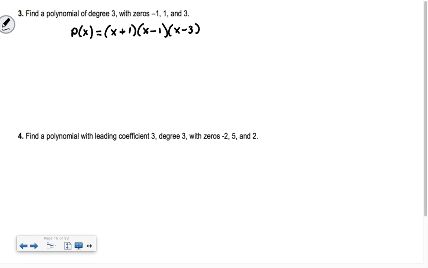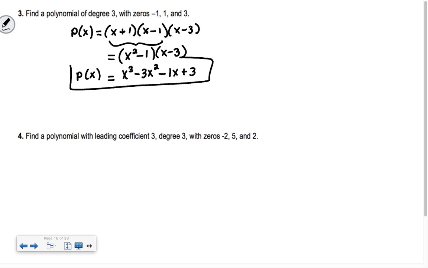So you can write P of x or F of x, whatever you want to do. And then we just simplify it. We multiply it all out. So Eric, what's x plus 1 times x minus 1? Do you know that right away? X squared minus 1. Yep, so we have x squared minus 1 times x minus 3. And then we FOIL out the rest of it. So we're going to have x cubed. X squared times -3 is -3x squared. -1 times x is -1x plus 3. And that's our polynomial. So you can write -1x or just -x. It doesn't matter.